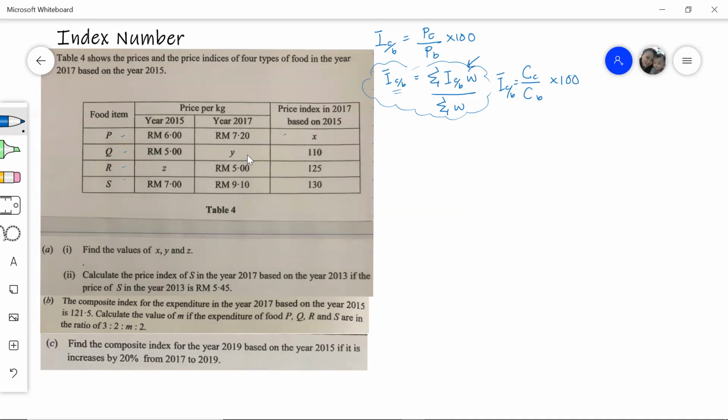It could be the expenditure. It could be the selling price. So it can be anything over here.